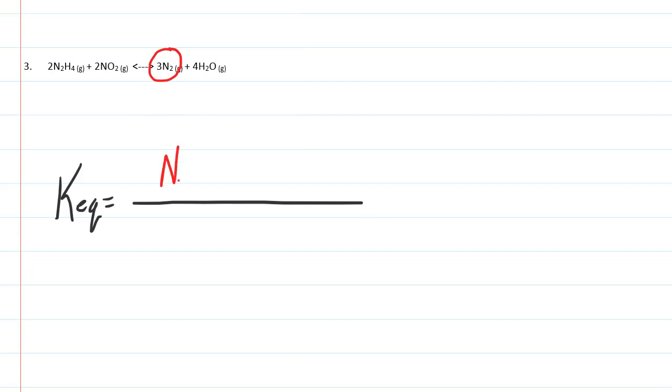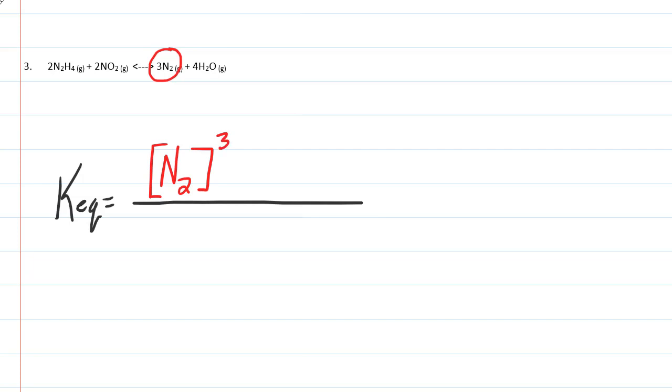We start off by writing down KEQ equals. This time I'm going to put in my ratio sign just to get it out of the way. And let's try to color code these as well. So starting with the products, we're going to start with nitrogen gas, N2. So I write down N2, put it in square brackets, raise it to the power of 3.